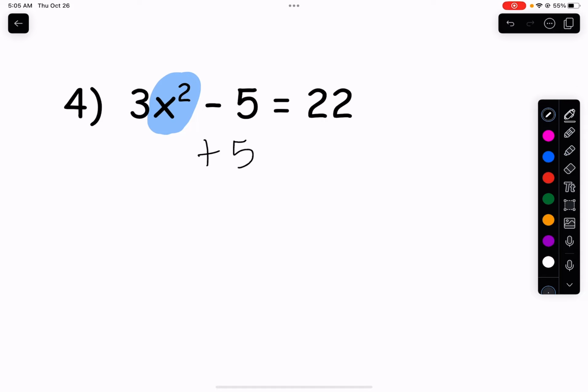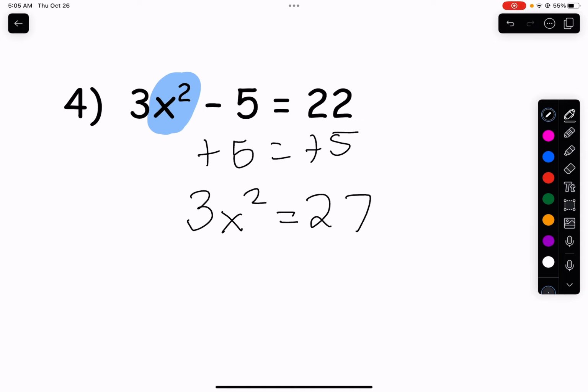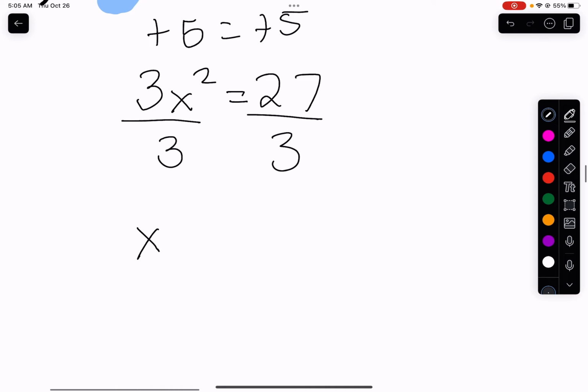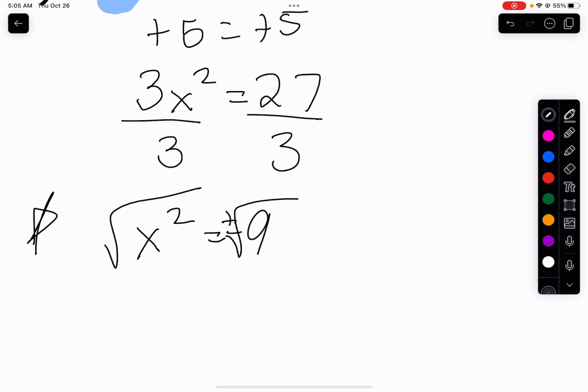So we're going to go ahead and add 5 to both sides. So I get 3x squared is equal to 27. And then I'm going to divide both sides by 3, and I get that x squared is equal to 9. So what would my solution be here? Well, to finish it off, I just need to take the square root of both sides, add in plus minus, and I get that x is plus minus 3.